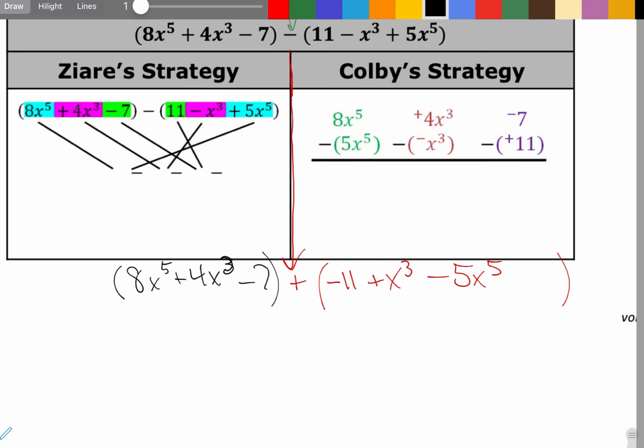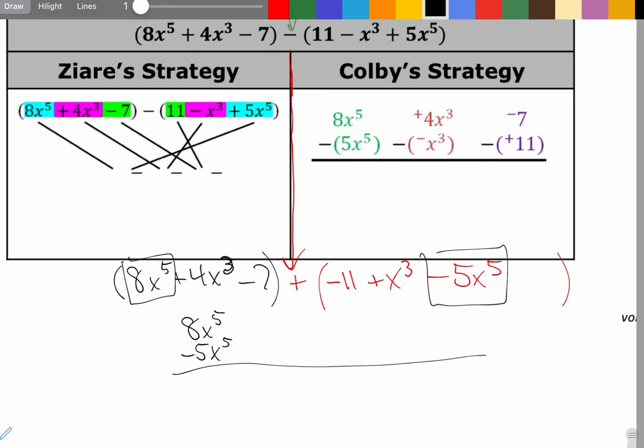So first thing we need to do is rewrite the problem, okay? Once we rewrite the problem, then we can start matching things up. And I'm going to do this in order. We got 8x to the fifth. It's going to team up with this guy. So 8x to the fifth, negative 5x to the fifth. They team up. And then I got my x to the thirds. That's a positive 4 and a positive 1 x to the third. What do I write? Positive 4x to the third, positive 1 x to the third.